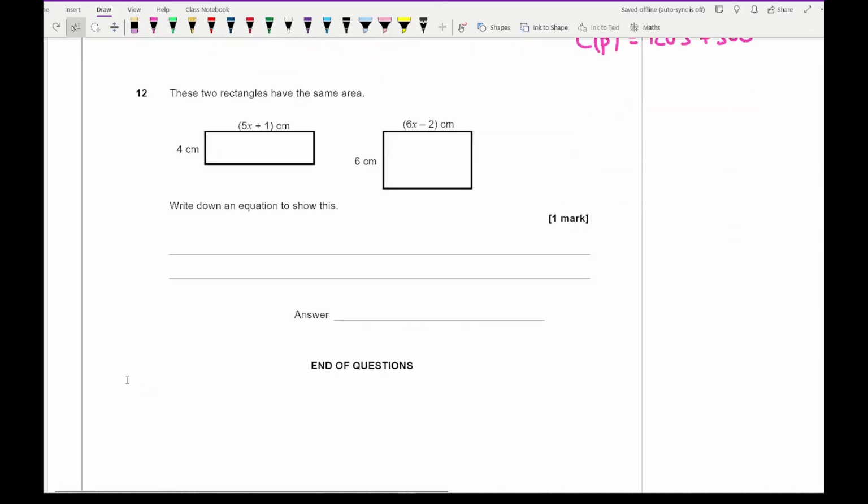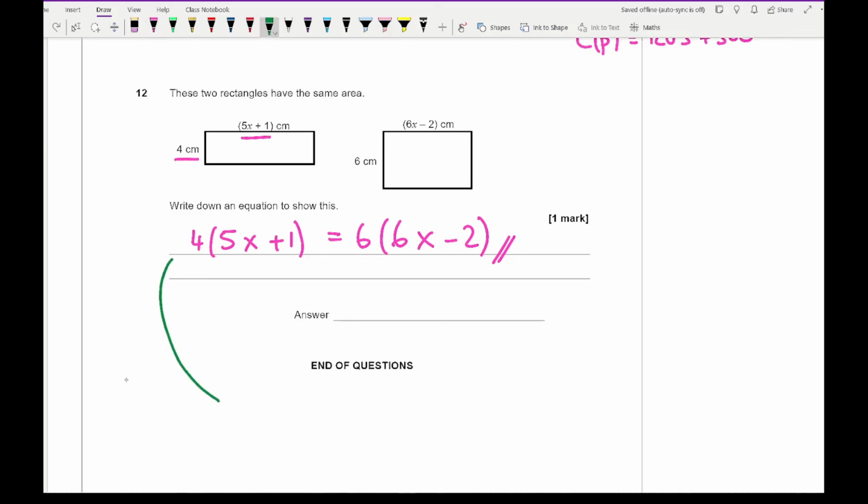Then moving on to our last question, it says these 2 rectangles have the same area. Write down an equation to show this. So to work out the area of a rectangle, we just multiply the two sides together. So for this first one, it's going to be 4 lots of 5x plus 1. And that is the same as the second area, which is 6 times 6x minus 2. Now that is perfectly fine as our final answer. However, if you did want to expand the brackets, you would have 20x plus 4 equals 36x minus 12.